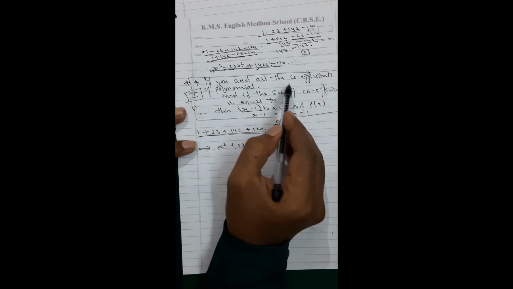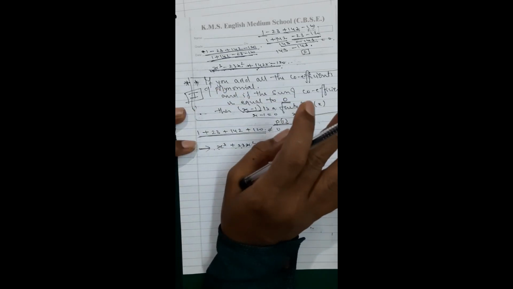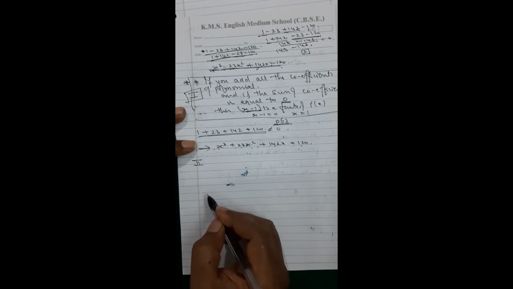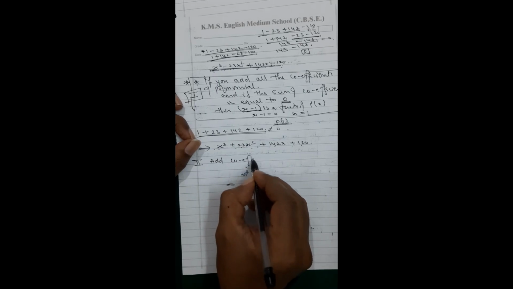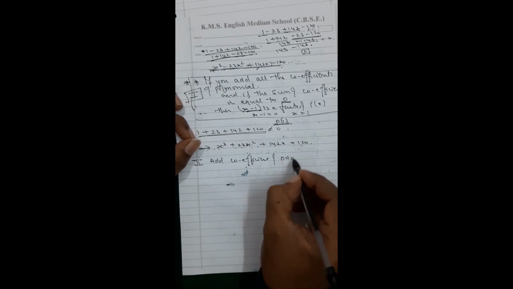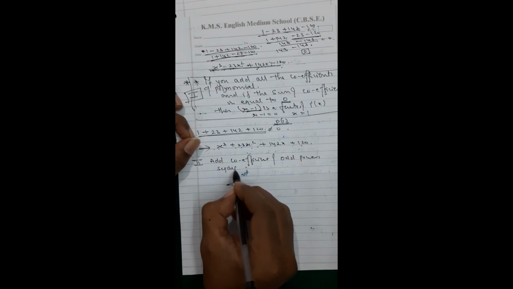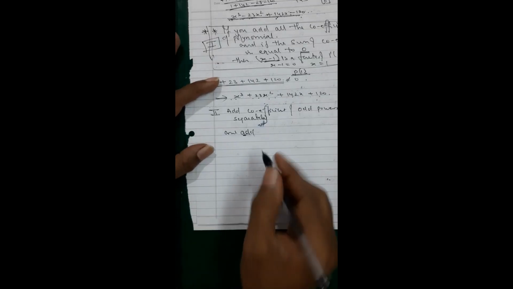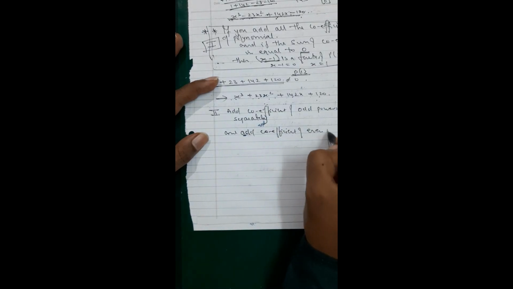This is the first case. If you add all the coefficients and you get 0, then x minus 1 is a factor. Remember this. If you add all the coefficients and you don't get 0, then you will have to go to the second step. What you do is add the coefficients of odd powers separately, and add the coefficients of even powers separately.